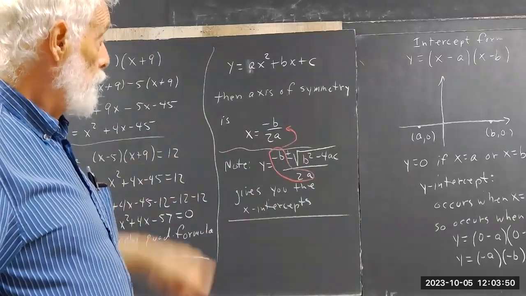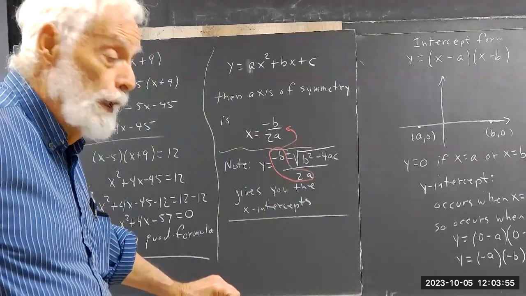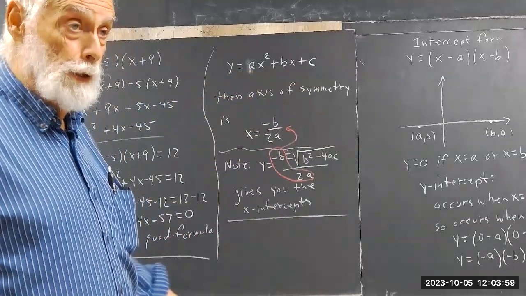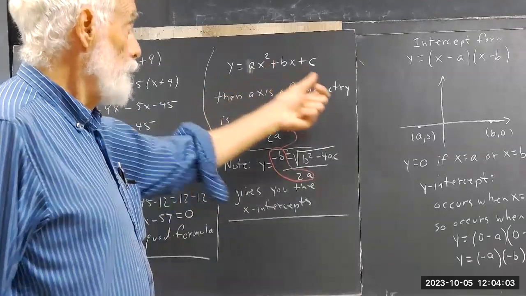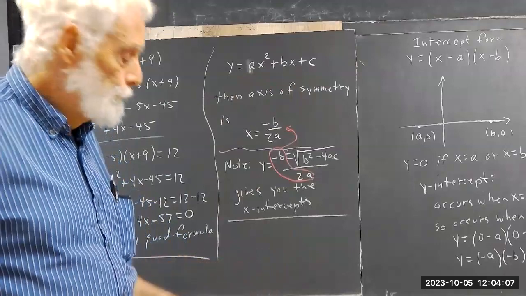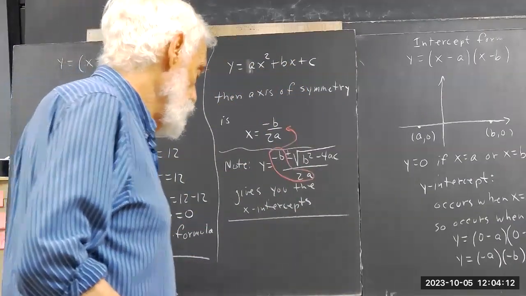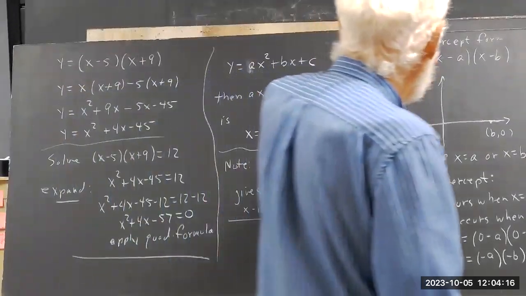Well, this gives us a pretty good hint as to how you might graph this function. You know what the axis of symmetry is. And if you're lucky, you have x-intercepts. In any case, you have the y-intercept. Well, let's apply it.